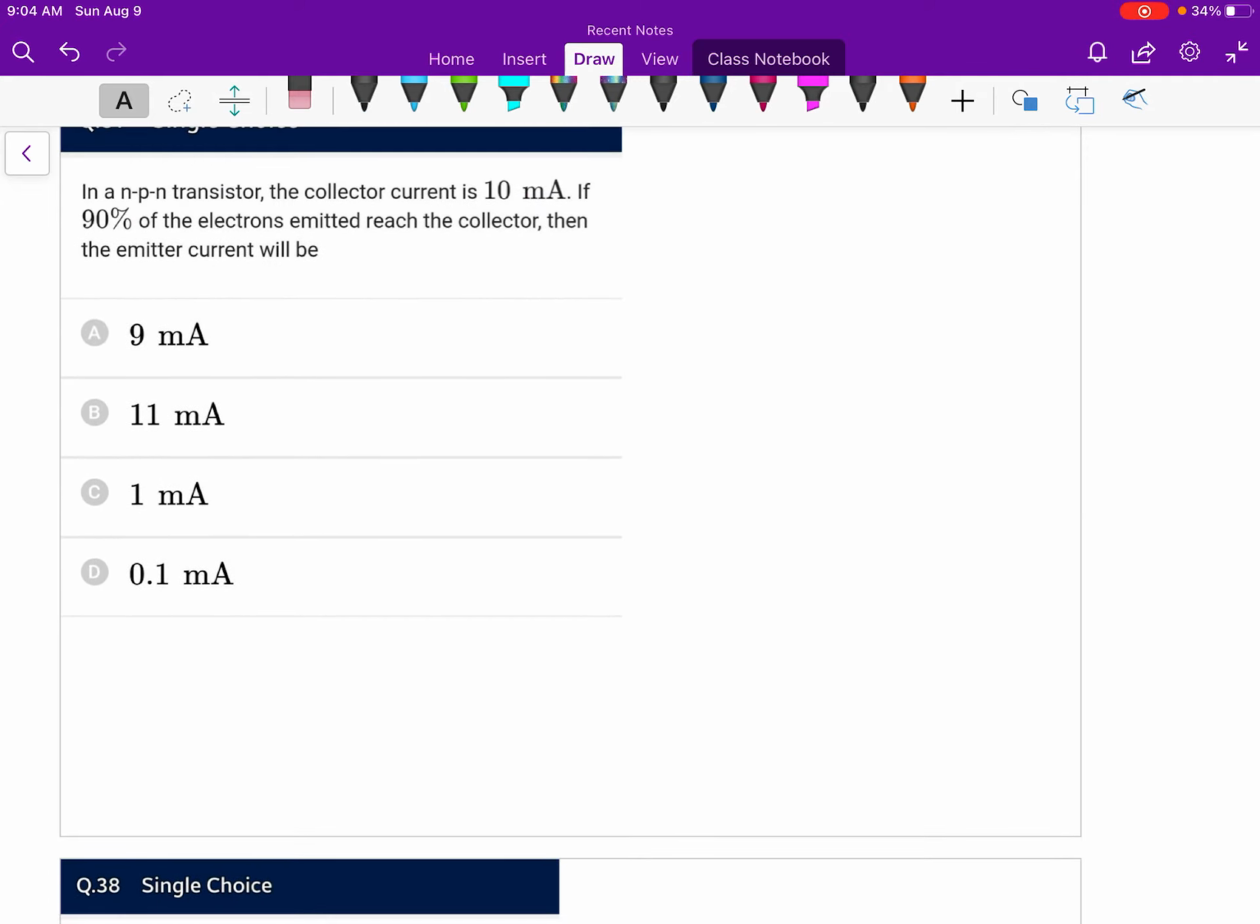In an NPN transistor, the collector current is 90% of the emitter current, the collector current is 10 milliampere.